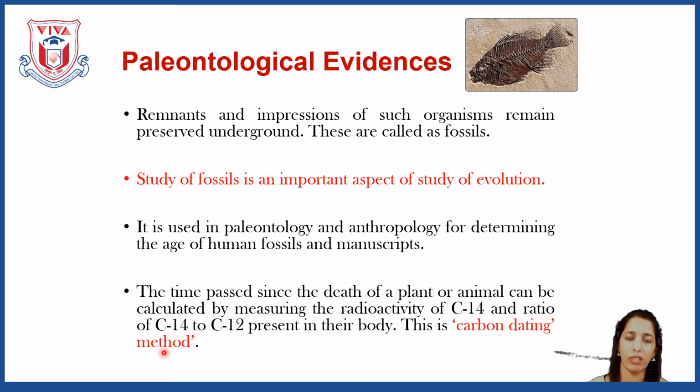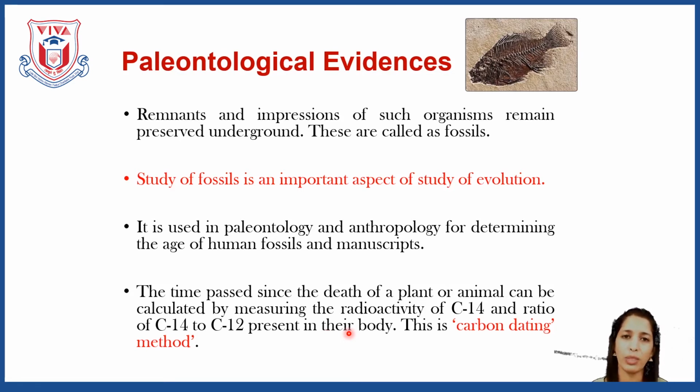When carbon 14 is available in the organisms, it is radioactive, so it starts reacting with other elements. This radioactive carbon C14 reacts with other elements and forms CO2 or other compounds. But this process continues until the life of the organism. When the organism dies, this radioactive carbon 14 stops being taken up, and its decaying starts. So in this carbon dating method, the time passed since the death of the plant or the animal can be calculated by measuring the radioactivity of C14 and the ratio of C14 to C12 present in the body.